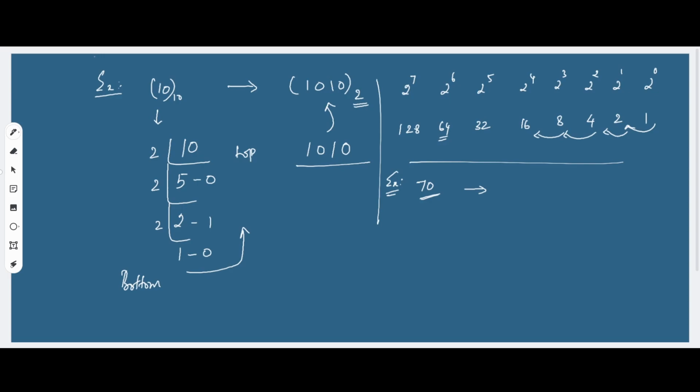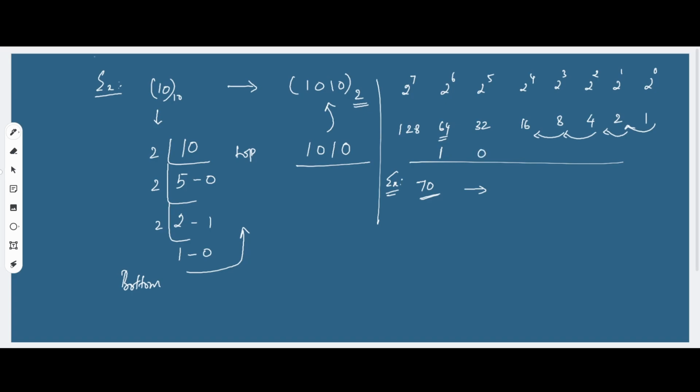So for 70, obviously you cannot go beyond 64, so you have to stick with 64. Then if you add 32, the value will go beyond 70, so you should not take 32. Then if you take 16, this will also go beyond 70. If you take 8, this will also go beyond 70. So I will consider that I'm taking 64.